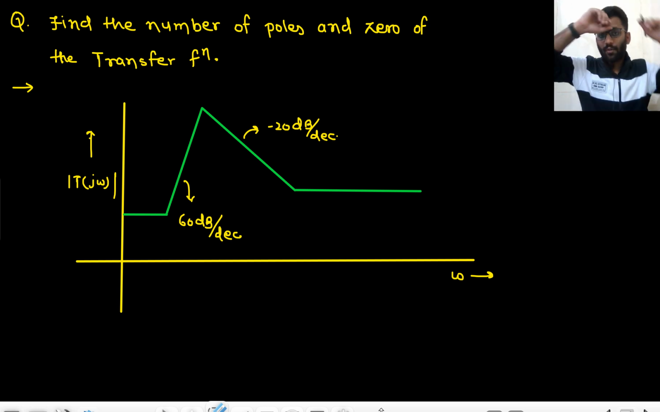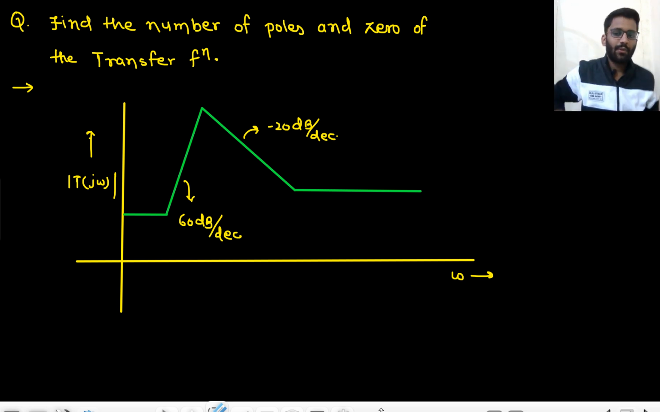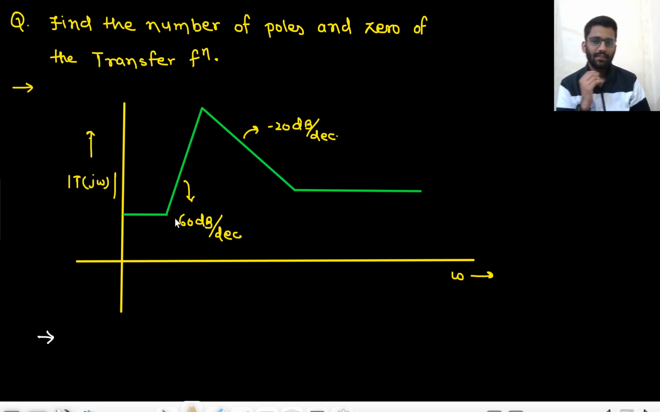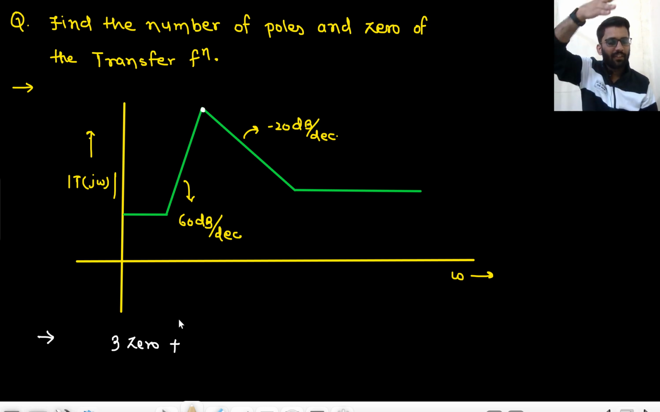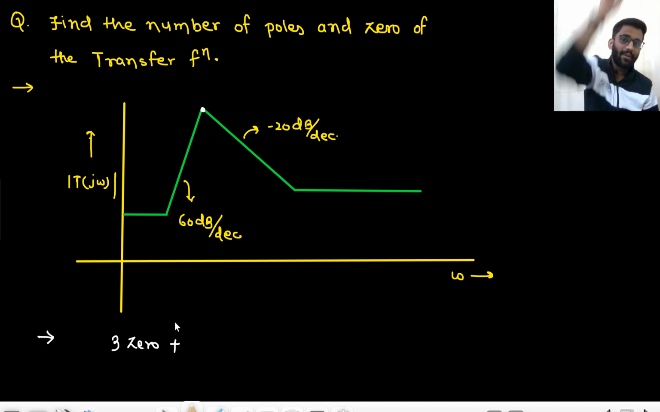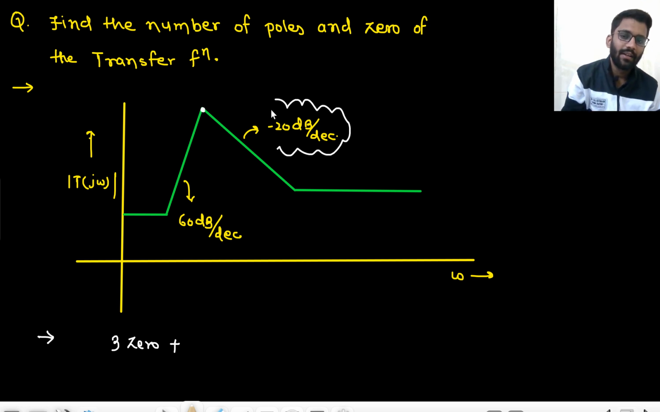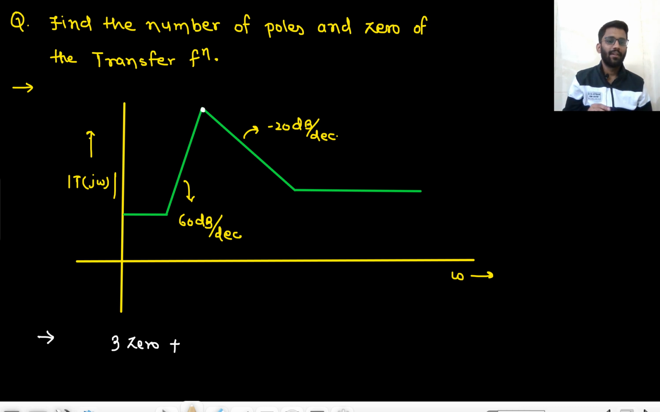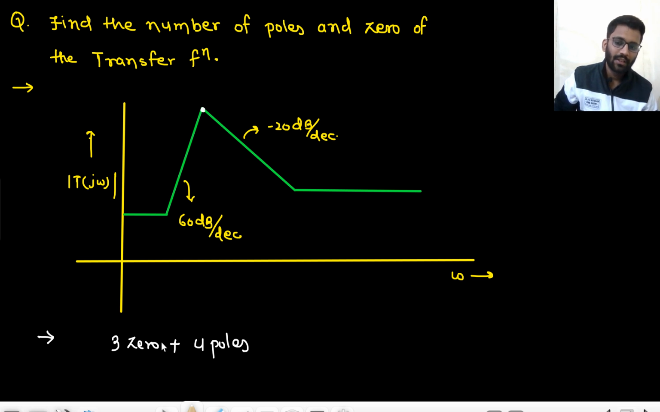Now you have to find the number of poles and zeros of this transfer function. So try it on your own and tell me how many poles and zeros there will be. So first there is a DC. Then I have a slope of 60 dB per decade. That means I am having 3 zeros. Then tell me at this point how many poles are there. You have a slope of 60 dB per decade. If there was no pole, no zero, it should have kept going at 60 dB per decade. But you see a decrease in the pole, that is minus 20 dB per decade. So there would have been 4 poles, right?